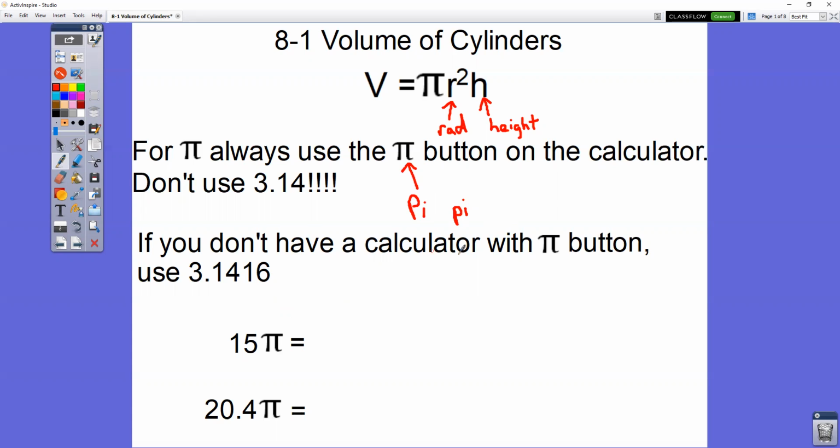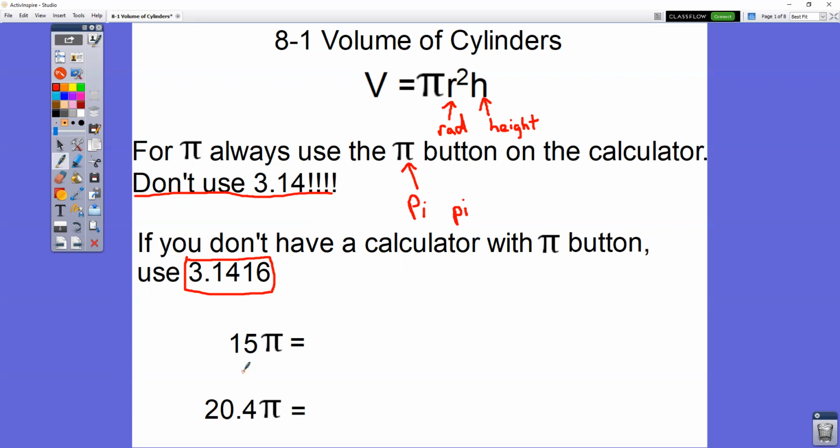If you don't have a calculator that has a pi button on it, you need to use 3.1416 for pi. Don't use just 3.14. The reason why not is because you're going to have to be rounding some of your answers to the nearest tenth. And if you use 3.14, you might not always get the correct answer. So you need to use at least 3.1416. The easiest way is to just use the pi button on your calculator if you have one.